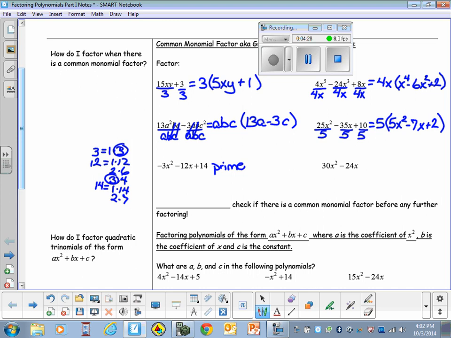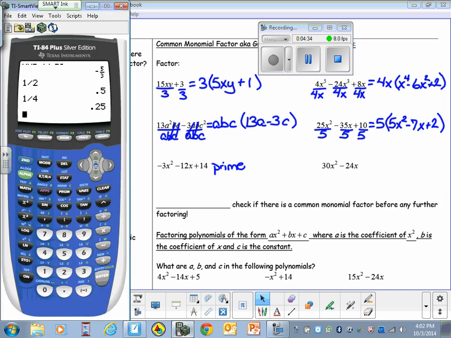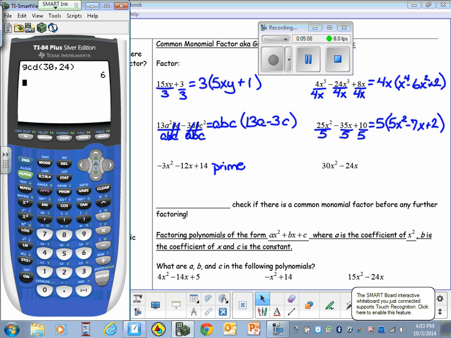All right, let's look at the last one, 30 and 24. Let's say that you don't know what to divide into both 30 and 24. So let's look at our graphing calculators. We come here to math, and we arrow over to number. We can come down to GCD, enter, 30, comma, 24, close the parentheses. Lost my smartboard for a second. There we go. Our greatest common factor is 6.